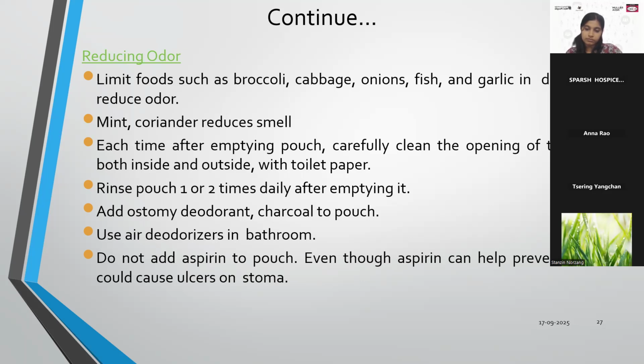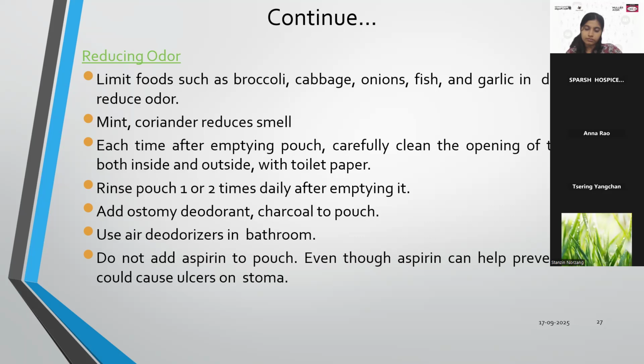Each time after emptying the pouch, carefully cleaning the opening of the pouch is also very important, on both the sides, inside as well as outside. There are a lot of videos also available. You can watch them. I have given one such video link in my reference in this PPT also, and there are videos available with Pallium also, which can be shared with you.